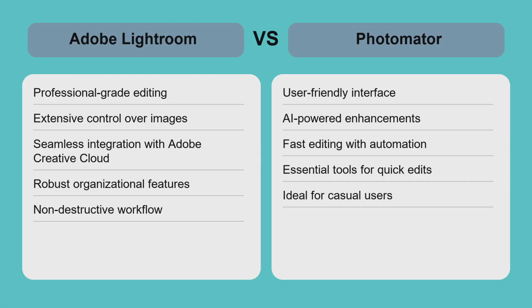Comparing Lightroom and Photomator highlights a balance between power and simplicity. Lightroom shines in professional workflows, offering granular control over every aspect of an image, perfect for detailed retouching and organizing large photo collections. However, it requires time to learn and a subscription model. Photomator, on the other hand, prioritizes fast, AI-driven edits with a minimalist interface, ideal for quick enhancements and casual use. The trade-off is fewer advanced features and less control over fine details.